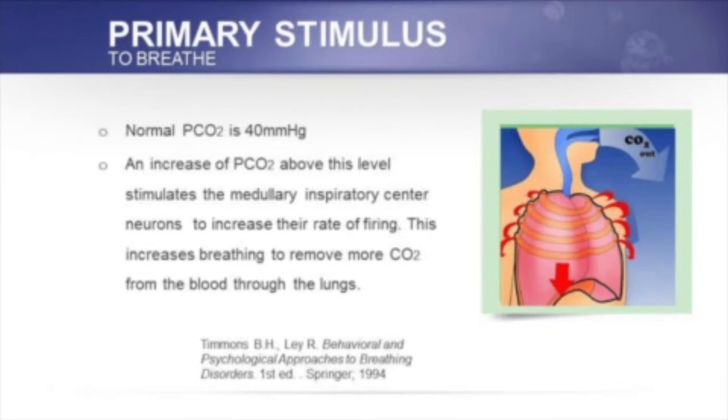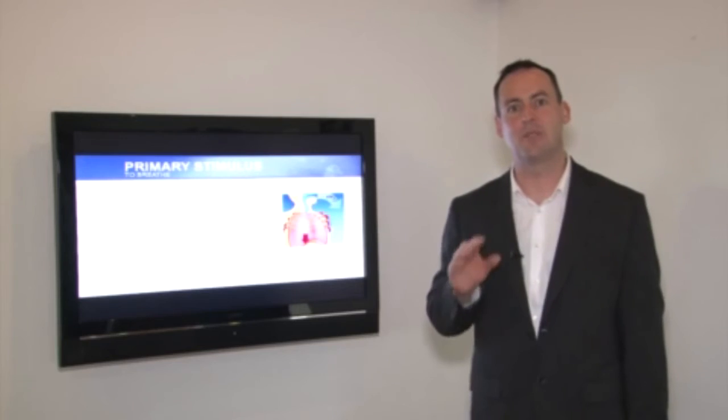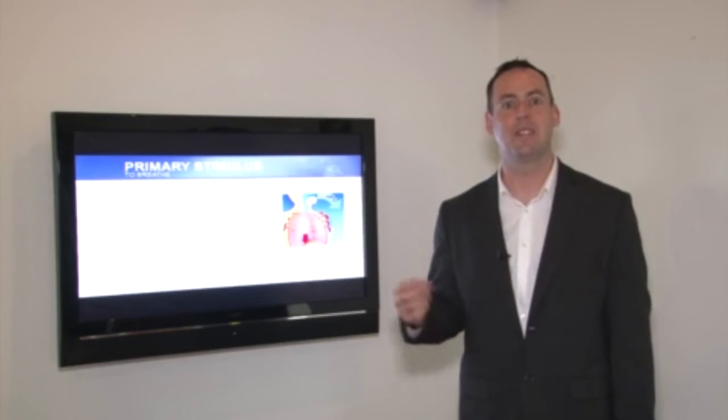Normal carbon dioxide in the arterial blood is 40 millimeters of mercury pressure, and also of course in the air sacs in the lungs because of diffusion. And if there is an increase of carbon dioxide above this level, it stimulates the medullary inspiratory center neurons to increase their rate of firing. So in other words, the primary stimulus to breathe is carbon dioxide.